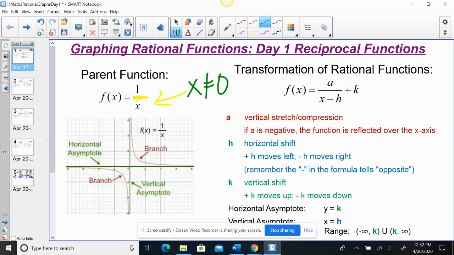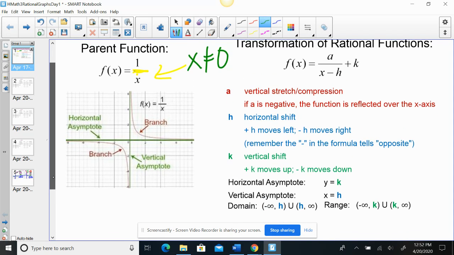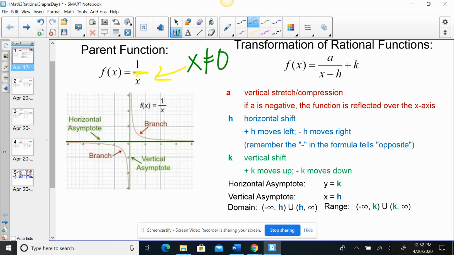Our transformations of rational functions look a lot like our transformations for every other function that we've looked at. So a becomes the stretch or the compression in the function. Remember, if there's a negative a, it's just going to flip. So instead of your function being top right, bottom left, if you had to graph it and it was a negative a, it would look like this. It'd be bottom right and then top left. We will do examples, so don't get too overwhelmed.